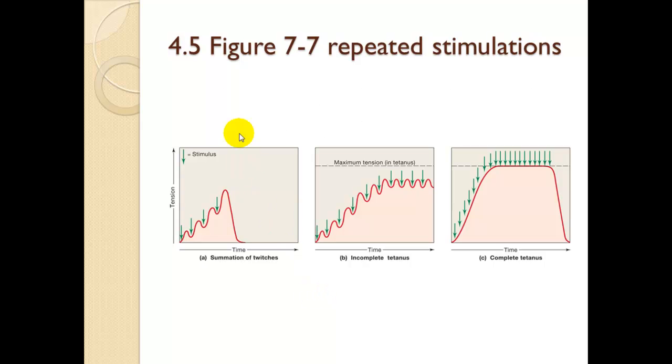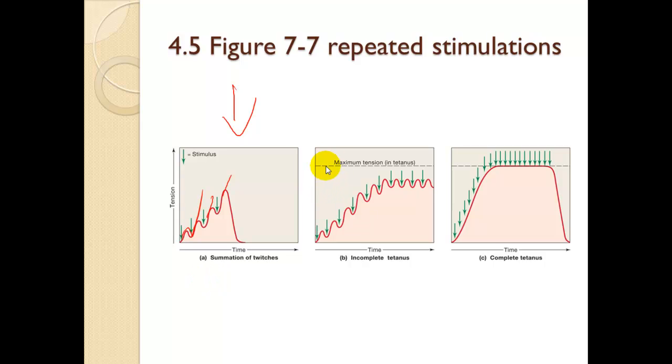Alright, and this is summation of twitches. So you have a twitch, it's followed by a second one before the relaxation phase comes, boom, and it's higher than the first one. If you had another twitch, boom, it would be higher still, and then another twitch, higher still. So the muscle is primed, it's ready to receive stimulus. As soon as it picks back up and has the ability to fire off, it fires off very, very aggressively.